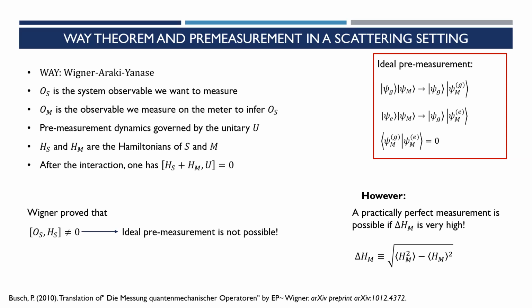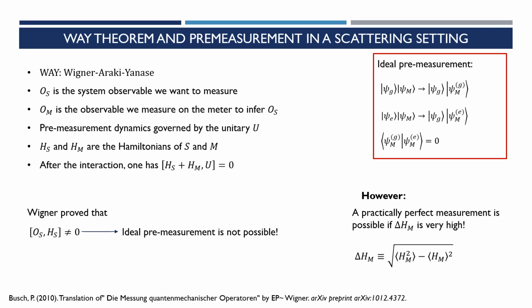So if the observable of the system doesn't commute with the energy of the system, this ideal pre-measurement that I showed before is not possible, mathematically speaking. You cannot have it. However, he also showed with an example that if the energy dispersion in the meter is high, you can practically have an ideal pre-measurement. So with a classical measurement, this is not a problem because your meter is macroscopic, and so usually has an energy dispersion which is many orders of magnitude bigger than the system you're measuring. So it's not a problem, but it can be if the meter is quantum as the system.